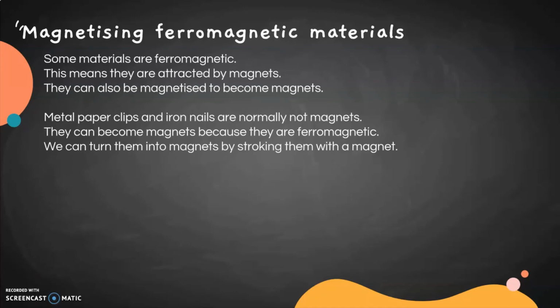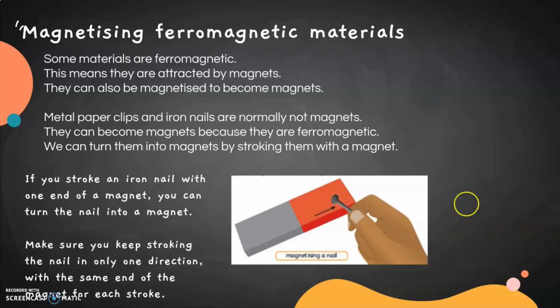And then, we can turn them into magnets by stroking them with a magnet like this. How to make an iron nail become a magnet? If you stroke an iron nail with one end of a magnet, you can turn the nail into a magnet. Make sure you keep stroking the nail in only one direction with the same end of the magnet for each stroke. Okay? If you have a magnet in your home, you can do it like this.